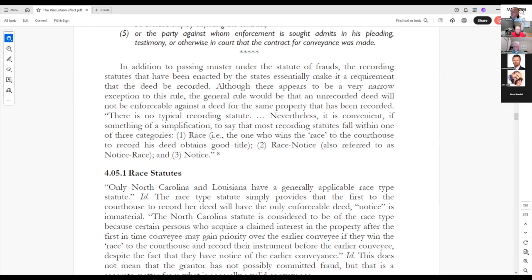So is there any distinction there, anything that we need to clarify? I mean, obviously the first to win is the easy thing, but what about that notice, that you don't know the first one had a claim? How does that work out in the courts?